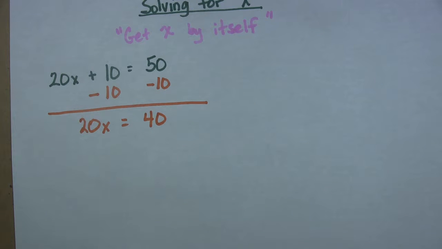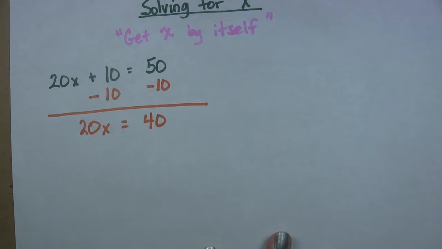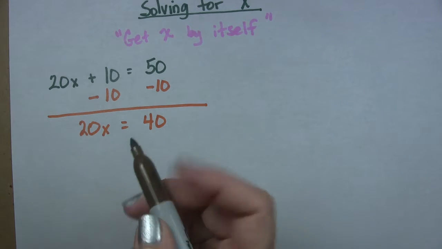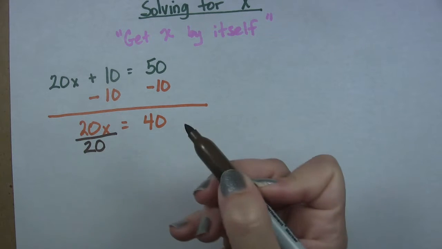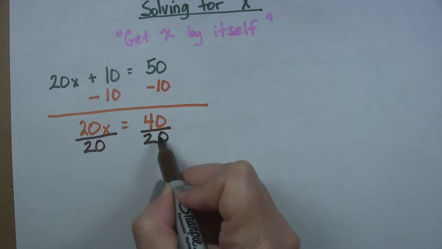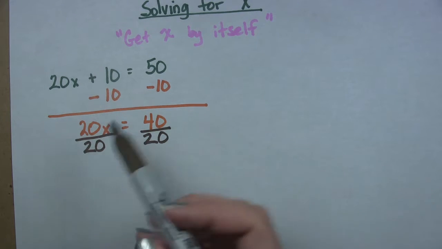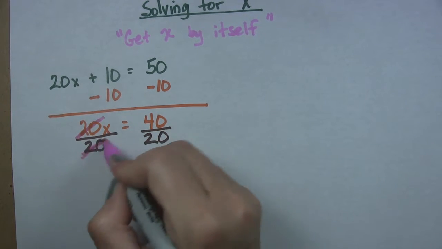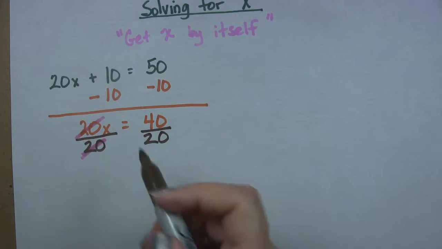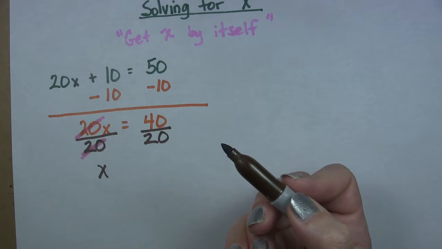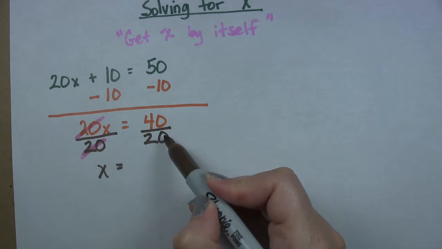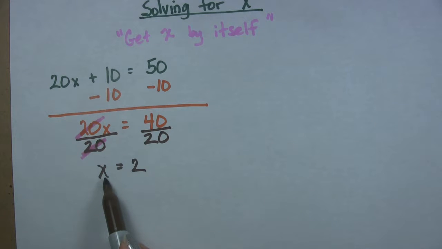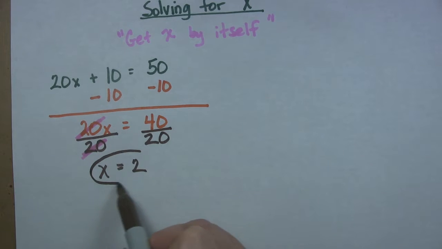All right, now let's think again. How is the 20 attached to the x? Well, it's multiplied. All right, what's the opposite of multiplying? Dividing. So let's divide this side by 20. And remember, whatever we do to this side of the equation, we have to do to this side of the equation. That's the rule. So if we have 20x and we divide by 20, these two are going to just cancel each other out. They're going to go away. So the only thing that's left on this side of the equation now is the x. On this side of the equation, we have 40 divided by 20, which is 2. We now have gotten x all by itself on one side of the equation. So we are done. So this is our answer.